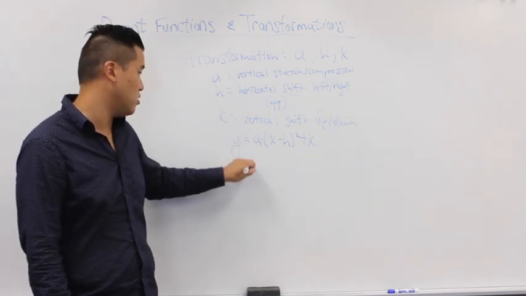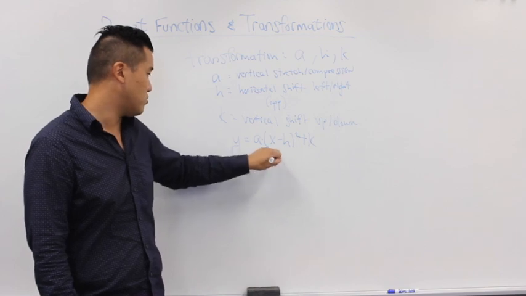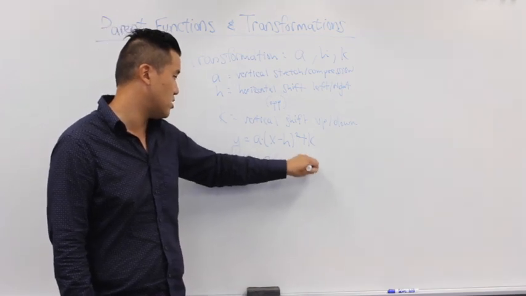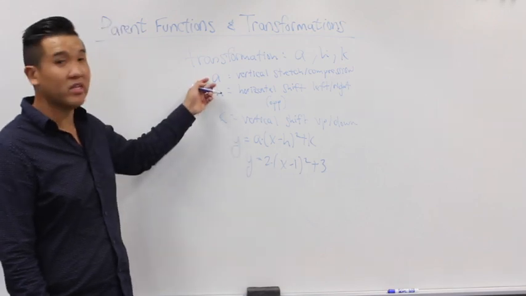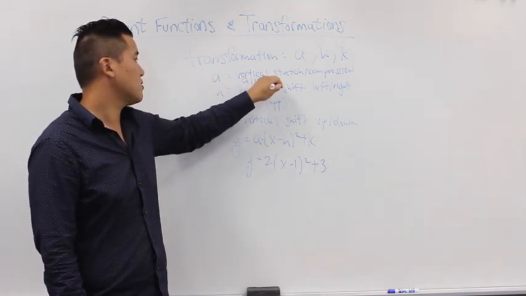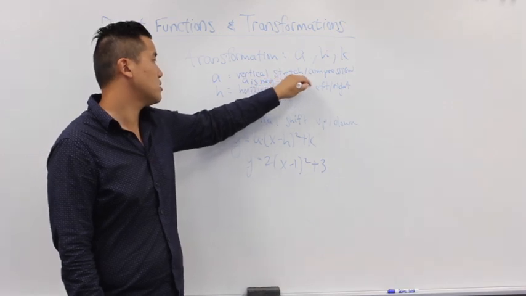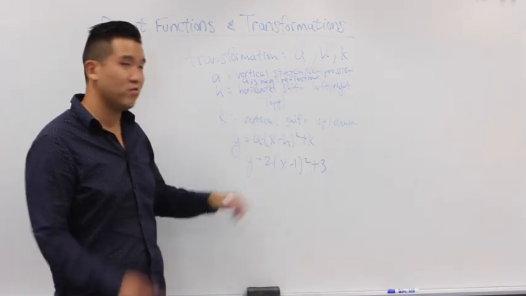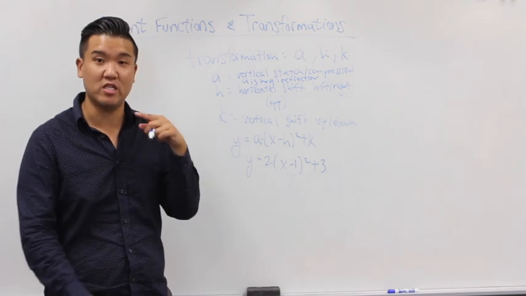So for example, we have 2(x minus 1) squared plus 3. Another thing the a value does: if a is negative, it's a reflection. So if the a value is negative, we're going to reflect this, and the graph is going to change.